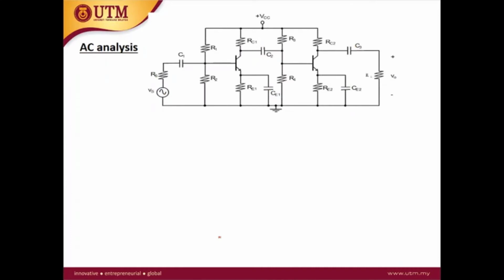How about the DC analysis? The DC analysis is for the capacitor replaced with a short circuit. And then for this one, you can draw the equivalent circuit. So start with the source. Here, this is your VS, and then you have the RS. This is RS, R signal.